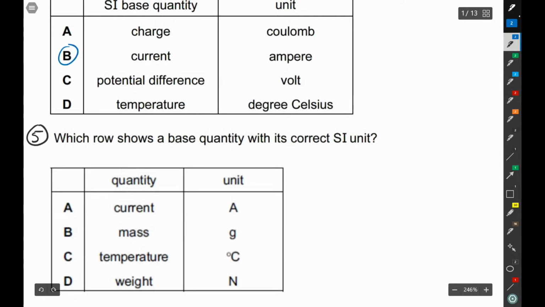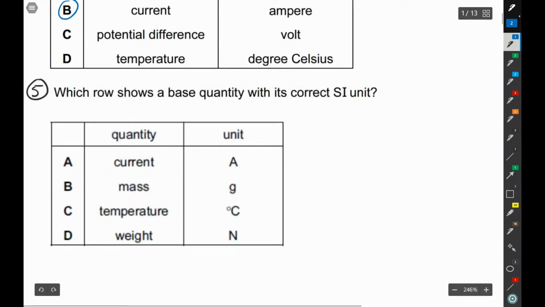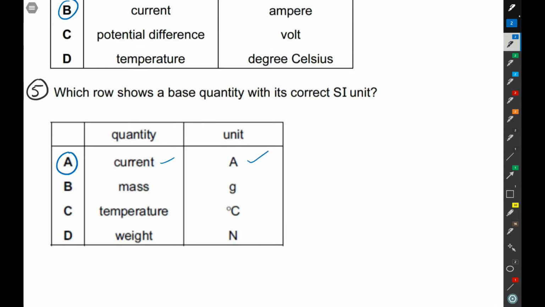Question number 5, which row shows a base quantity with its correct SI unit? Right, so option A is correct. Current is a base quantity and its unit is ampere. Mass cannot be correct because the unit should be kg. Similarly, temperature की unit होनी चाहिए Kelvin, and weight is a derived quantity. Right, so these 3 options are incorrect.